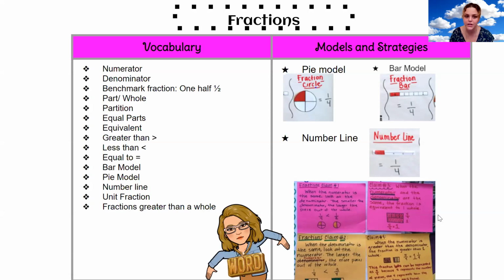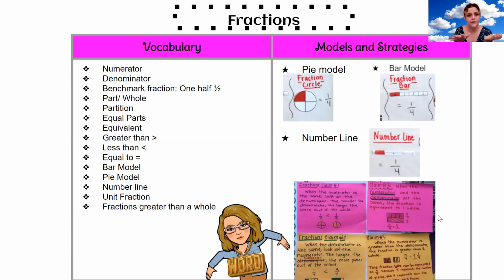So we're always going to begin our lessons with our learning intentions and then our vocabulary anchor chart. Remember, if I say the word, you say the word, and you can do the gesture with me. So numerator, denominator, benchmark fraction 1/2, part, whole, partition, equal parts, equivalent, greater than, less than, equal to, a bar model, a pie model, number line, unit fraction, fractions that are greater than a whole.